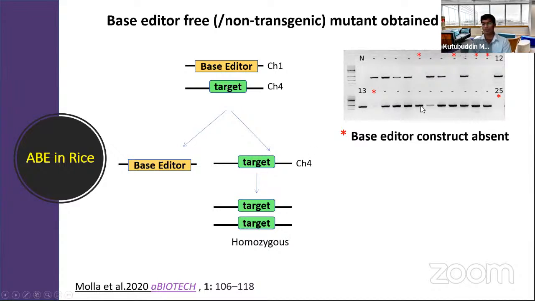Okay, so this is a snapshot of a representative gel. We selected 25 mutant plants, all mutated successfully. And when we screened for the presence of the base editor, we saw 6 plants that do not have this specific PCR band, that is, they do not contain the base editor construct in their genome. So these 6 plants are mutant, but they do not have the base editor construct inserted into the genome. So those 6 plants could be called non-transgenic but targeted mutants. So you could obtain non-transgenic mutants very easily and very rapidly.